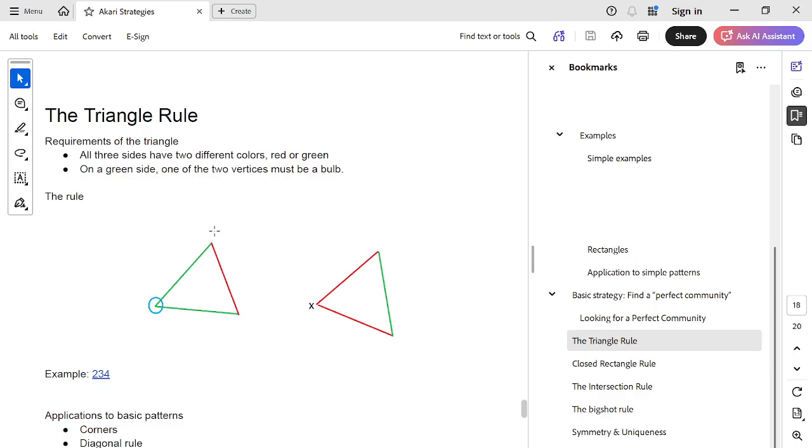So for example, if this is not a bulb, then this is a bulb, this is a bulb. So this cannot be a red line. If this is a bulb, then this is not, and this cannot be green.